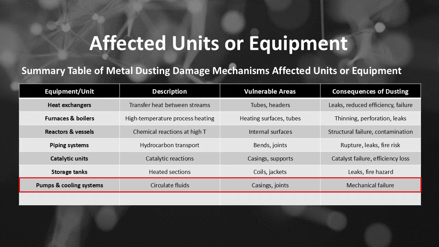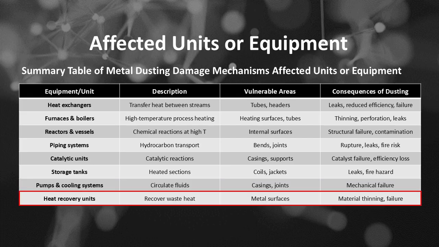If the equipment or unit is pumps and cooling systems, described as circulating fluids, the vulnerable areas are casings and joints, and the consequence of dusting is mechanical failure. If it is heat recovery units, described as recovering waste heat, the vulnerable areas are metal surfaces, and the consequences of dusting are material thinning and failure.